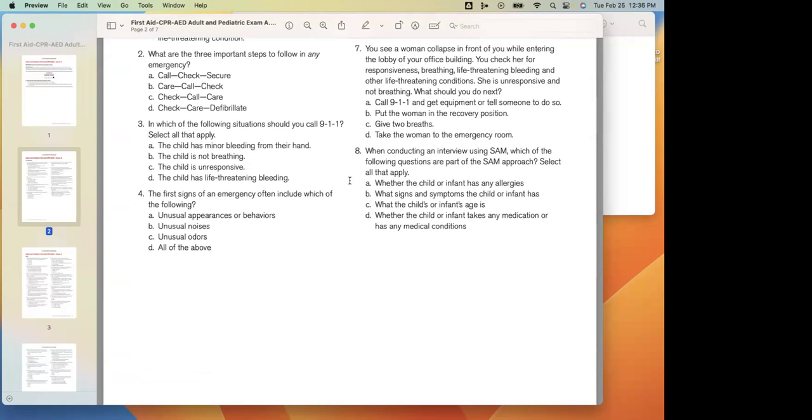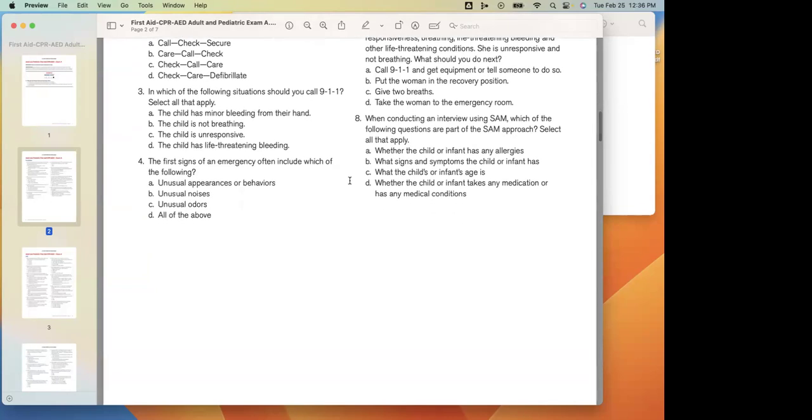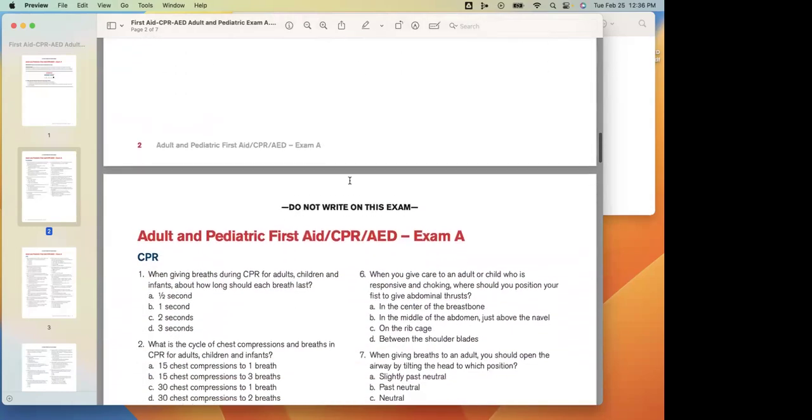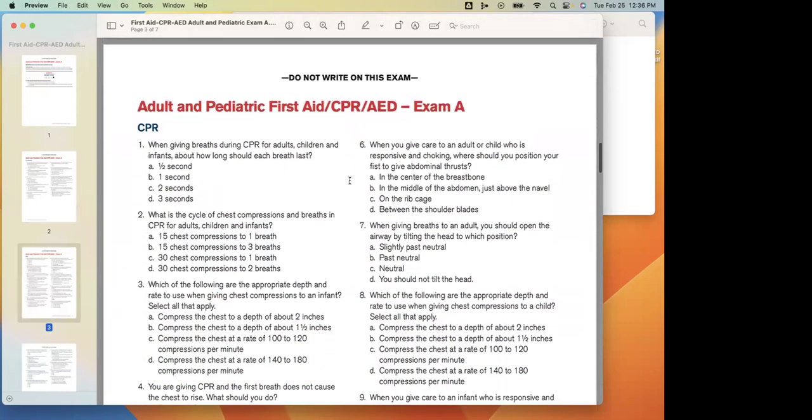When conducting an interview using the SAM method, used to be SAMPLE, which of the following questions are part of the SAM approach? Select all that apply. Okay, the second part of the exam, this is the CPR portion.